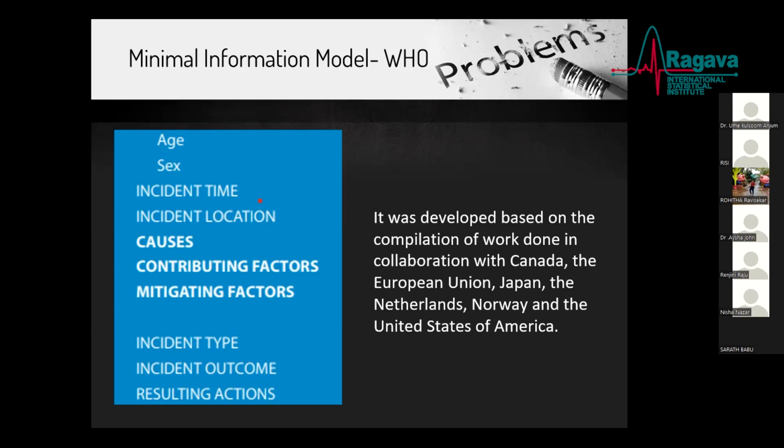So from here, you can see some of them are very basic. What do you mean by mitigating factors? Mitigating factors are those actions or circumstances that prevent or moderate the progression of an incident towards harming the patient. So are there any mitigating factors in the incident being reported? Are there any contributing factors? Contributing factors are either active failures or latent failures, for example, communication, equipment issues, supply issues, etc. So this was basically developed on the compilation of work done in collaboration with a few countries.